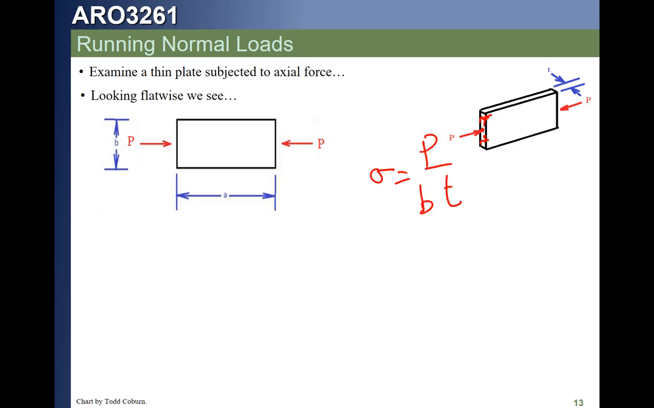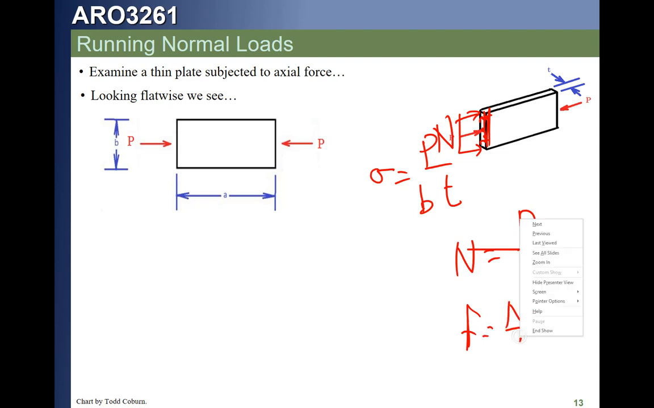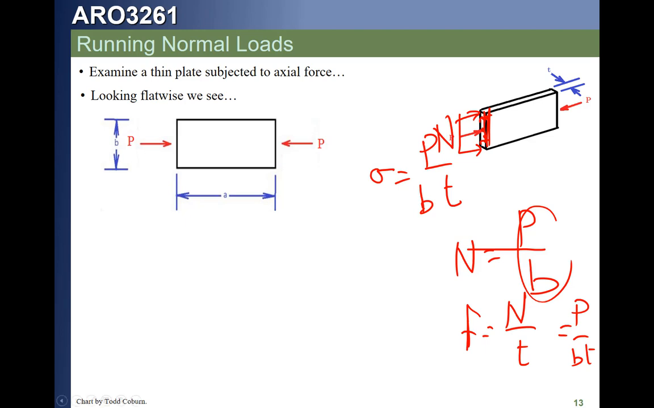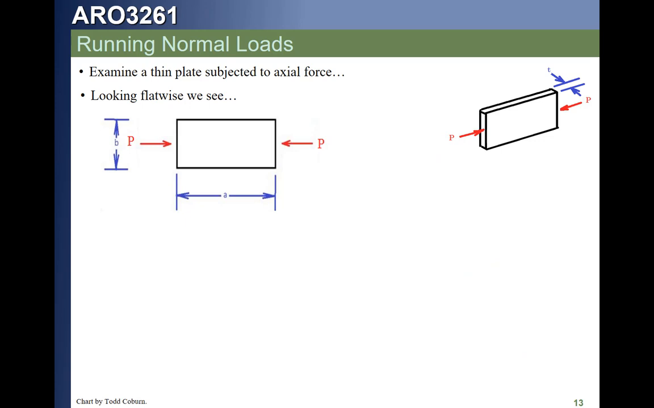The running load: if you look at how much force per inch, the force per inch on this thing, if we say this is the running load N, is just the force divided by this length. The running load is just the force divided by the length, which in this case is B. The stress associated with a running load is just N over T, because N is P over B, so that means it's P over BT. Okay? It's important that you understand running loads at this point because we're going to be using these ideas interchangeably.